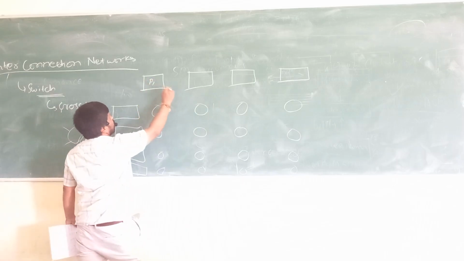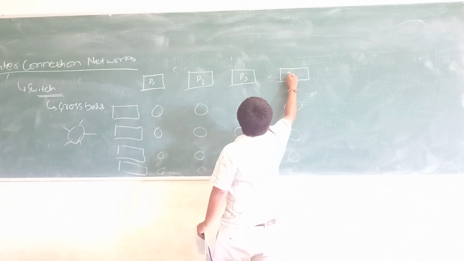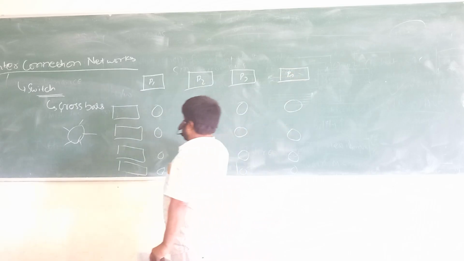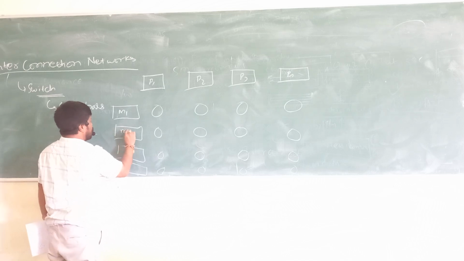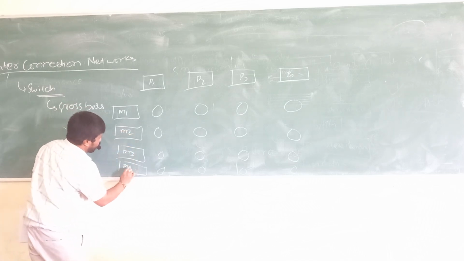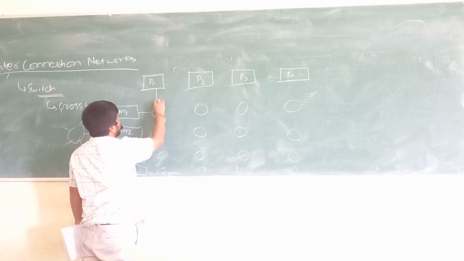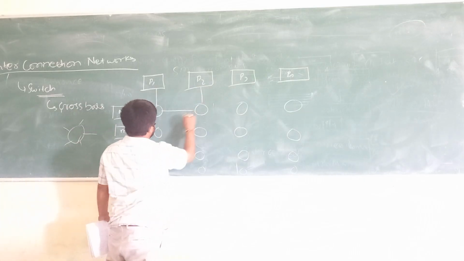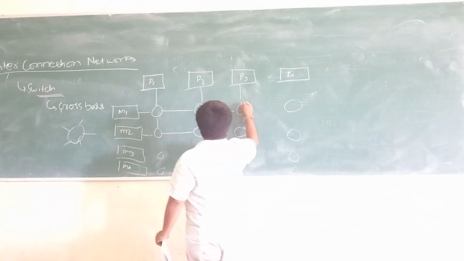This is P1, P2, P3, P4. P is nothing but the processor. Here the M is nothing but the memory: M1, M2, M3, M4. These would be connected to one another through the bus, just to connect to each other through the bus.